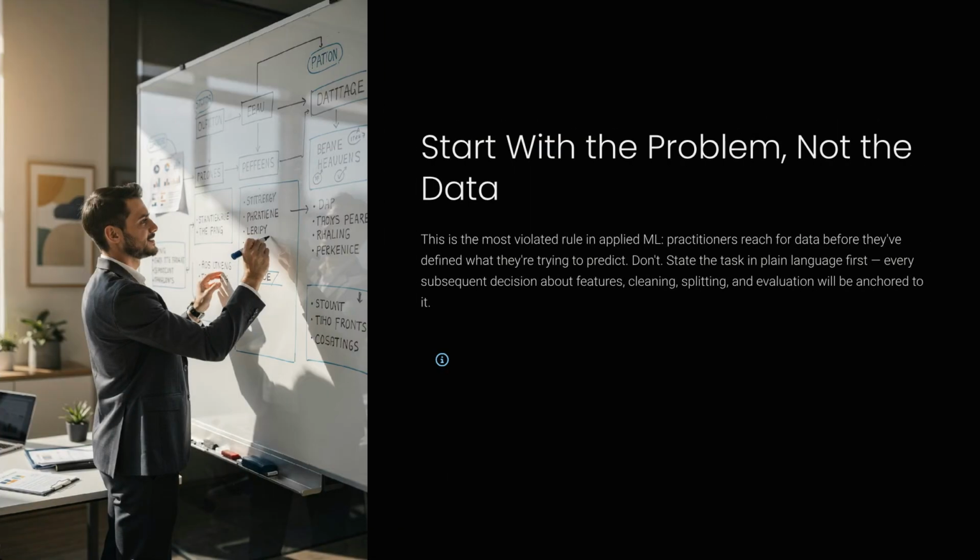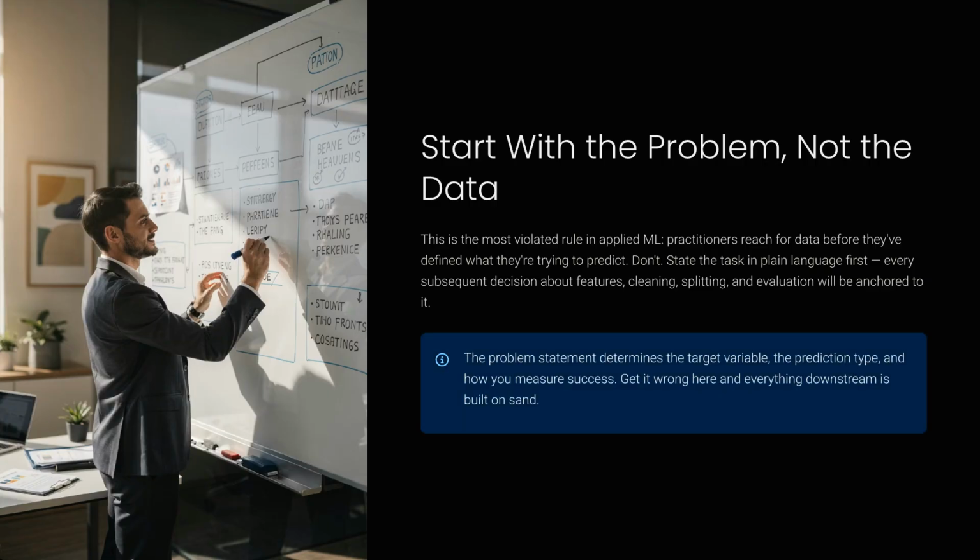Chapter 1. Step 1 is to define the problem. Every subsequent decision in the data pipeline is based on a clear problem definition. We start with the business question, not the data. The most violated rule in applied ML is reaching for data before defining what to predict. State the task in plain language first. The problem statement anchors all subsequent decisions regarding features, cleaning, splitting, and evaluation.